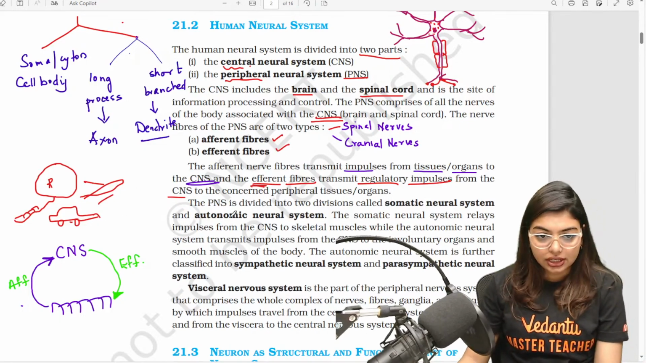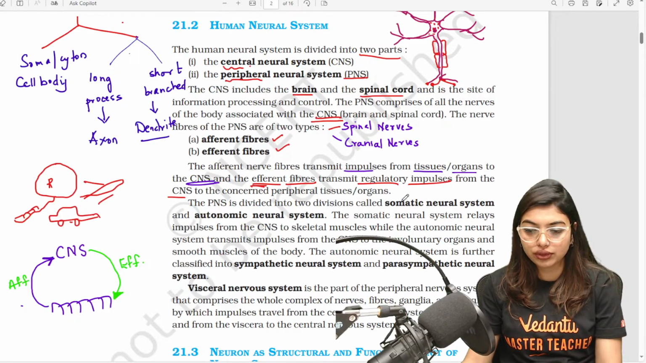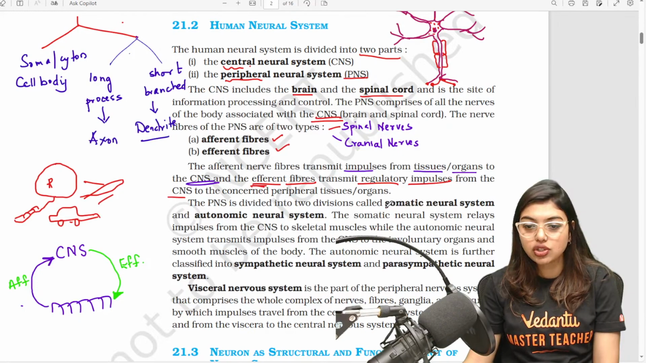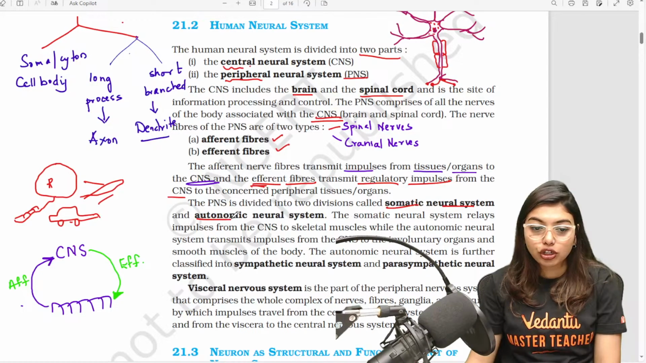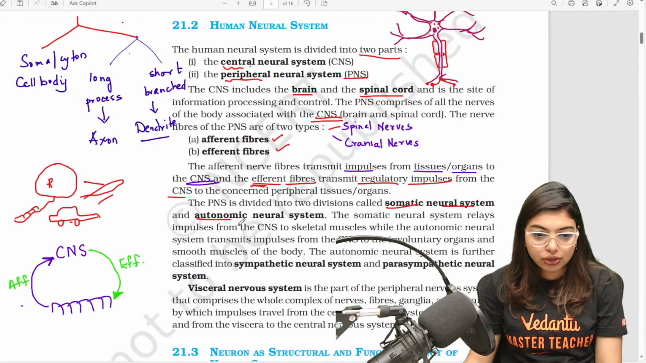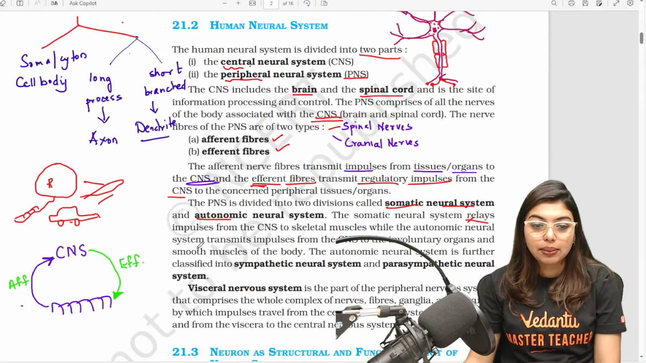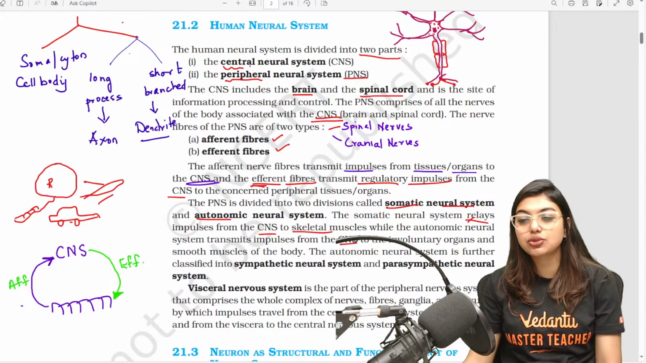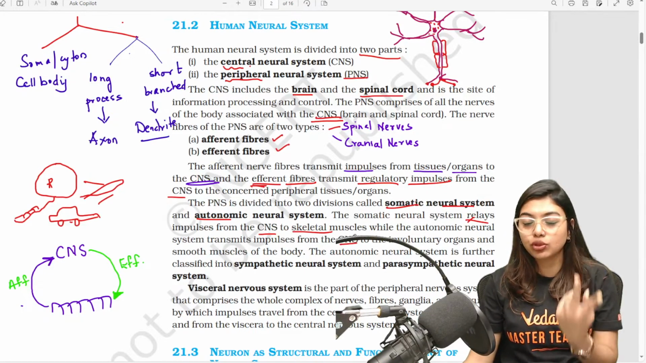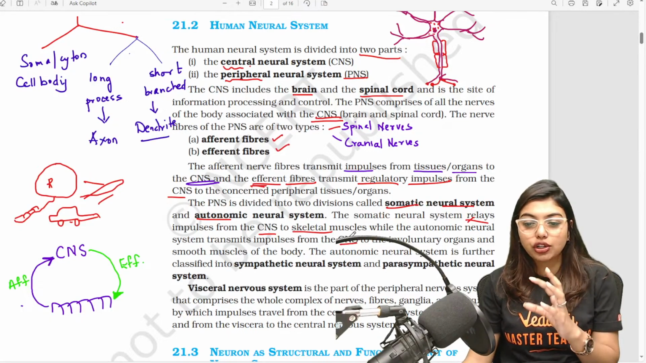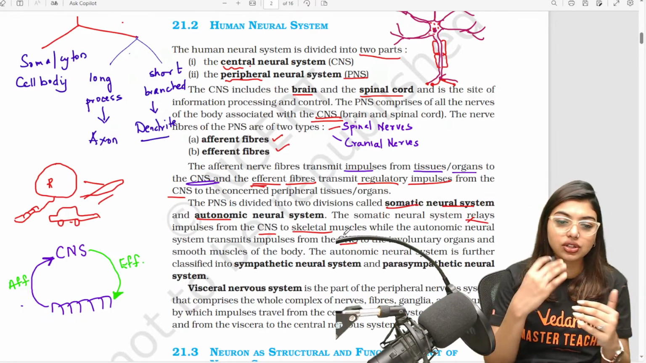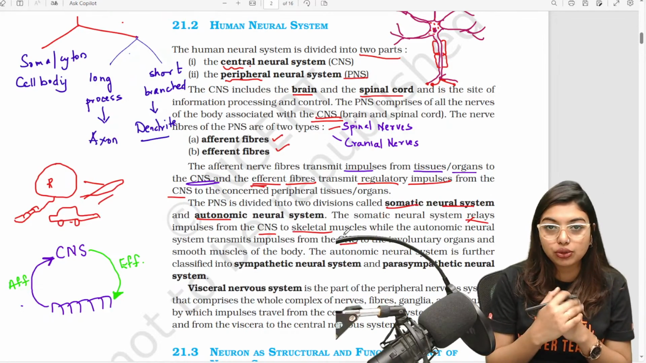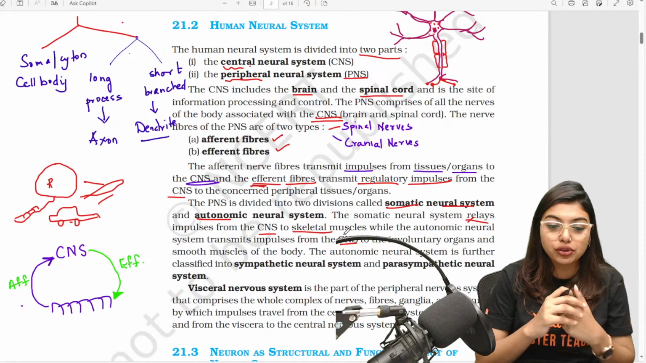Clear? Okay. The PNS is divided into two divisions. PNS is further divided into somatic neural system and autonomic neural system. The somatic neural system relays impulses from the CNS to the skeletal muscles, while the autonomic nervous system relays impulses from the CNS to the involuntary organs and the smooth muscles of the body. The autonomic neural system is further divided. So students, it's very simple. The autonomic neural system is going to be the one who sends the signal.